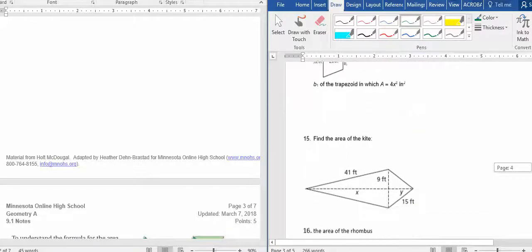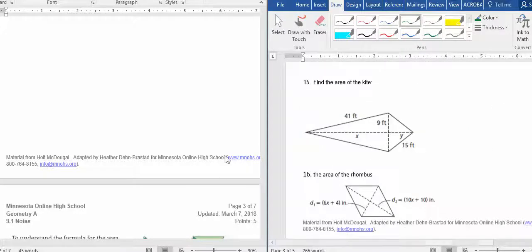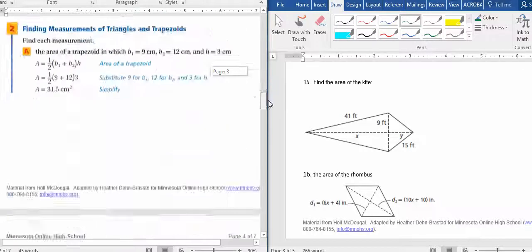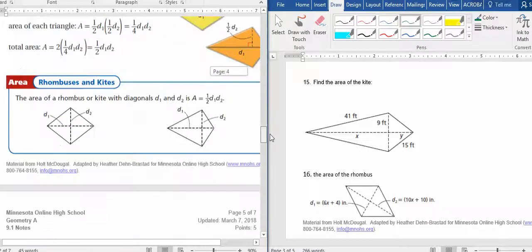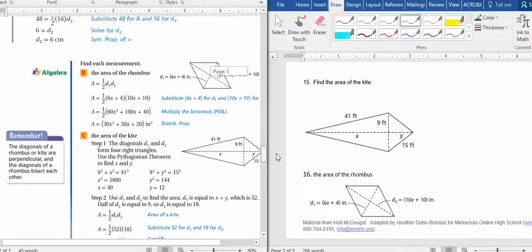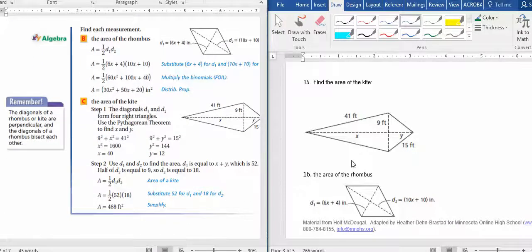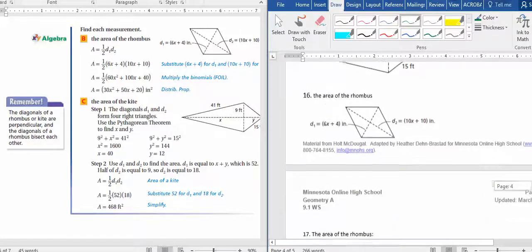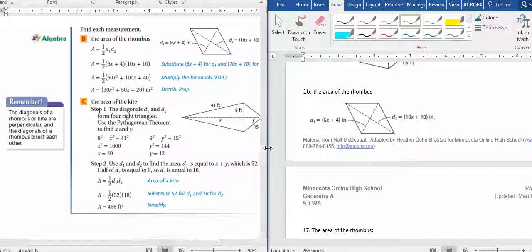And the area of a kite here, number 15. In this problem, it's very similar to one that's on the worksheet. Right here. See how similar? So I'm not going to do this problem, but if you're watching this video, you'll know to look back on the notes in order to see how to do this one. And 16 is the area of a rhombus with the diagonals given.